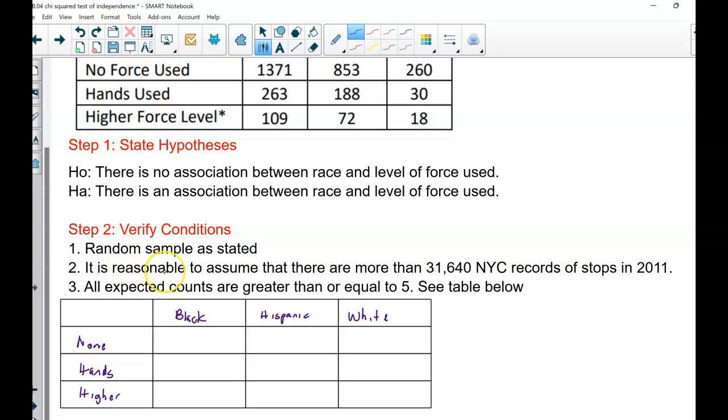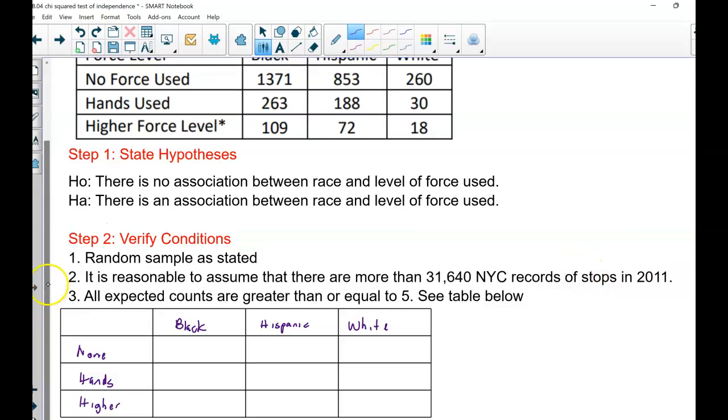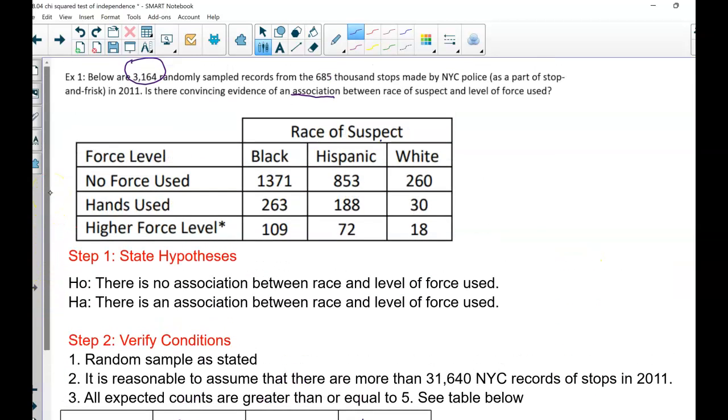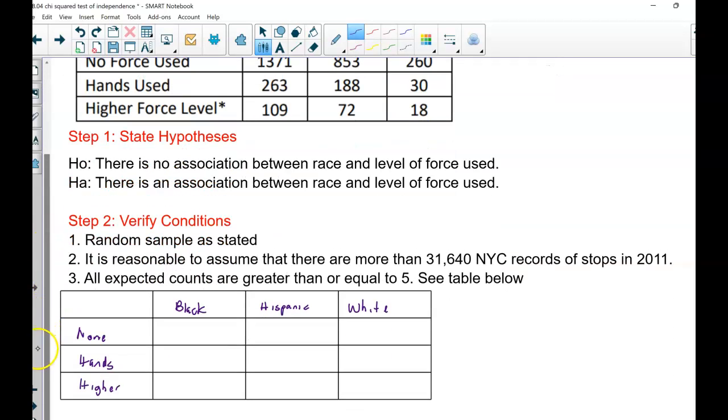Condition 2. It is reasonable to assume that there are more than 31,640 New York City records of stops in 2011. So what I did is I looked at the sample size and just multiplied it by 10, and certainly that makes sense since there were over 685,000 records.